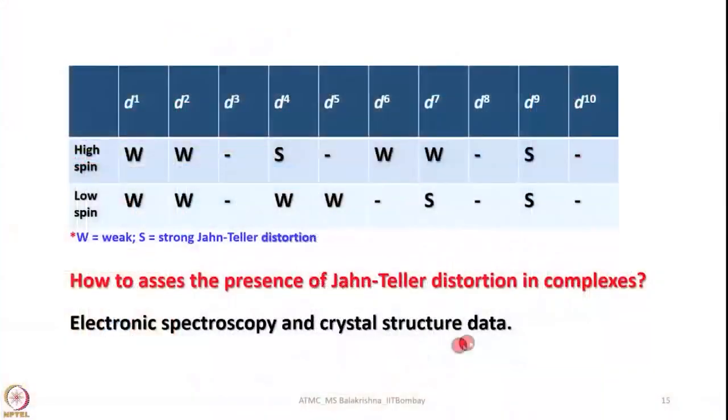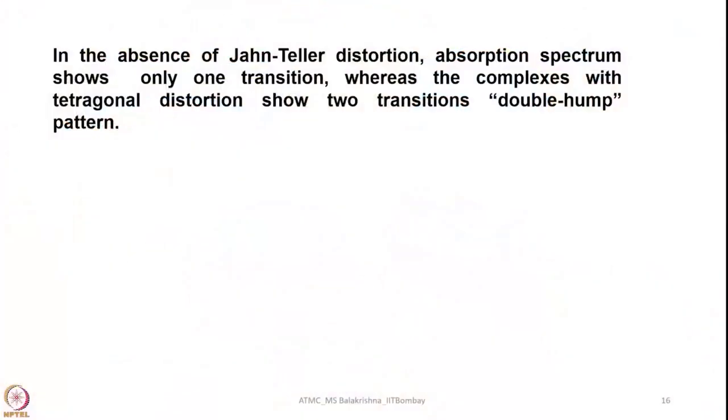But how to assess the presence of Jahn-Teller distortion in complexes? Two important aspects that come to our mind to assess this Jahn-Teller distortion are electronic spectroscopy and crystal structure data. Of course, crystal structure data is quite straightforward, and the moment you determine the X-ray structure, you will come across variations in the bond length, that is bonding parameters, that should tell you whether elongation or compression is observed. How electronic spectra of these complexes vary, let us look into this here.